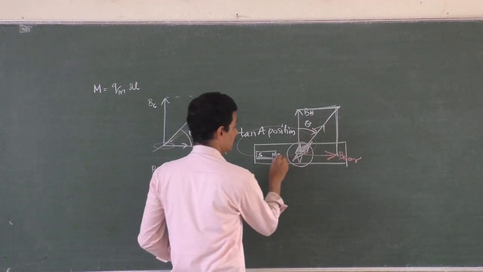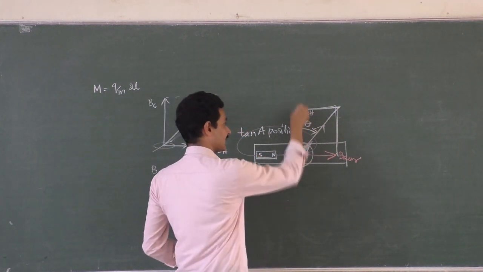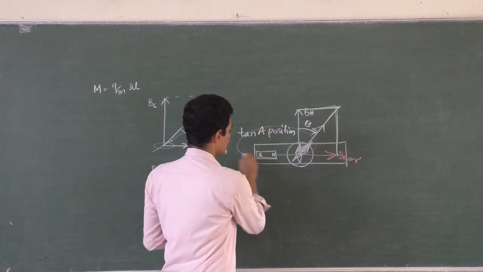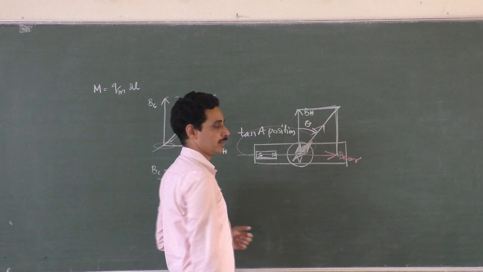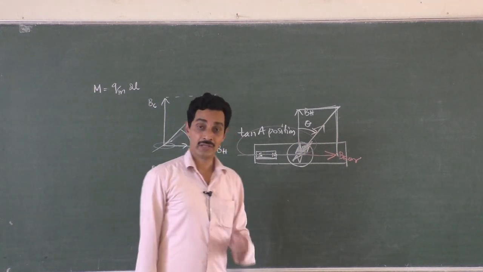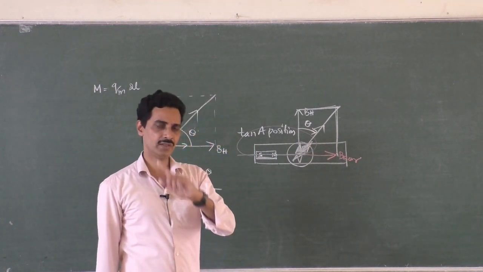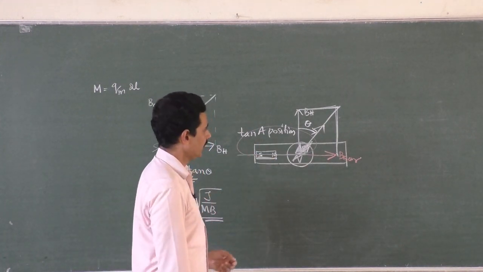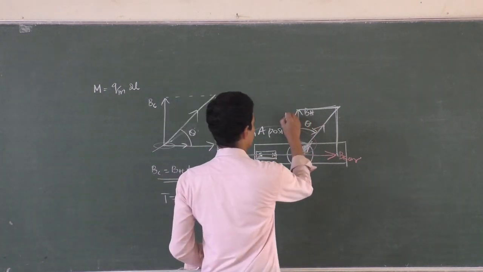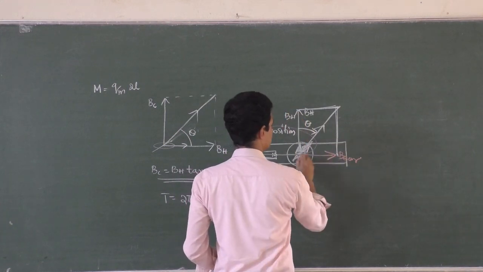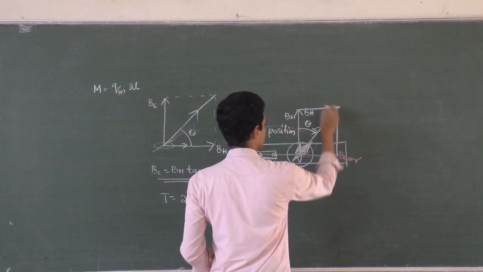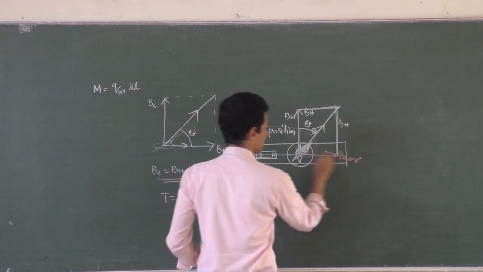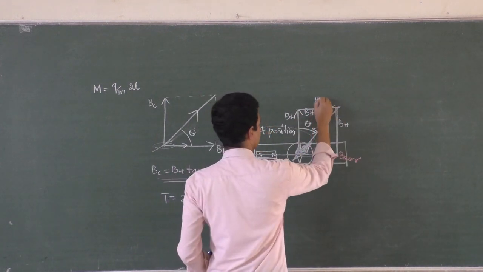See, what is the new magnetic field used? Already there was the existing Earth's magnetic field. The new magnetic field used was along the axial line of this dipole, bar magnet. So if the axial line magnetic field is used, it is called tan A position. Okay, what is the new magnetic field? Now this is BH, and this is the magnetic field due to the bar magnet. This is also BH because the length of this and the length of this are the same. If this is the magnetic field due to the bar magnet, this is also B bar.